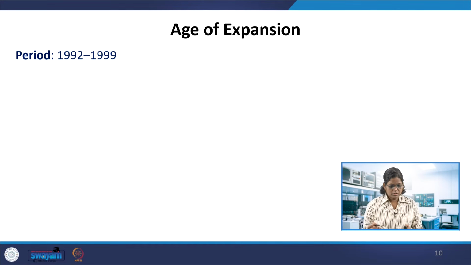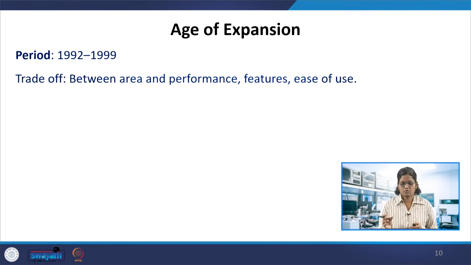In the same age, the concerns were not only the area. The area still matters, as in the age of invention, but there is a trade-off between area and performance. The area can be compromised if performance is better and more features can be added. Also the ease of use, how we can connect the logic blocks efficiently. Those were the real concerns during the expansion period, instead of architectural innovations.